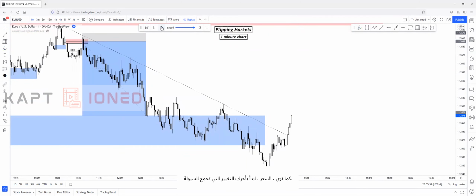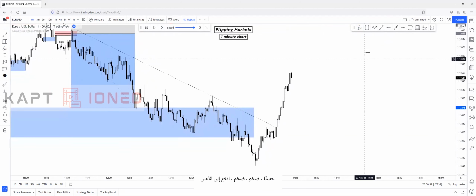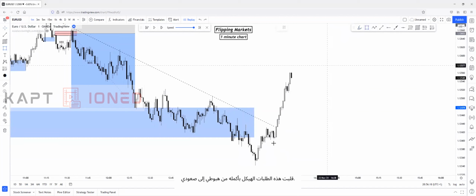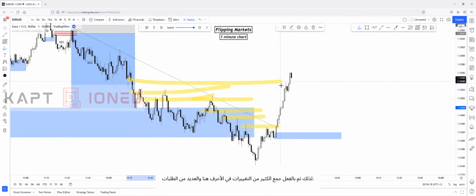As you can see, price started to change character, started to collect liquidity. Okay, huge pushes to the upside. As you can see, price did a really, really good flip here. Or maybe this demand zone flipped the whole structure from bearish to bullish. As you can see, it created changes of character in several places. So loads of changes of character here.